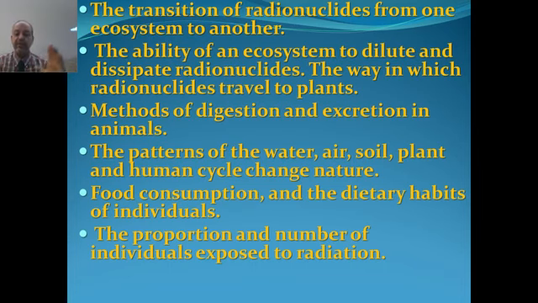The pattern of the water, air, soil, plant, and human cycle changes in nature, which may change the surrounding nature. Food consumption: how people eat contaminated foods, or the dietary habits of individuals. Some consume, others use, the contaminated food. The proportions and numbers of individuals exposed to radiation must be controlled.